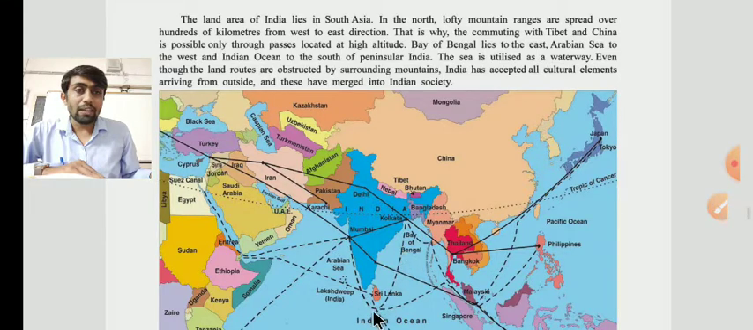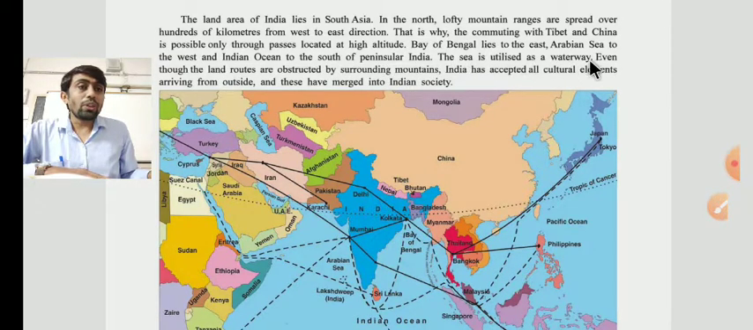Here the Bay of Bengal is there, here the Indian Ocean is there, and here the Arabian Sea is there, and that's why we are getting much more benefit. And you know very well that India has near about 7,800 kilometers of waterways area. If you see only Gujarat, then Gujarat is only 1,600 kilometers. Bay of Bengal lies in the east, Arabian Sea to the west, and Indian Ocean to the south of peninsular India.